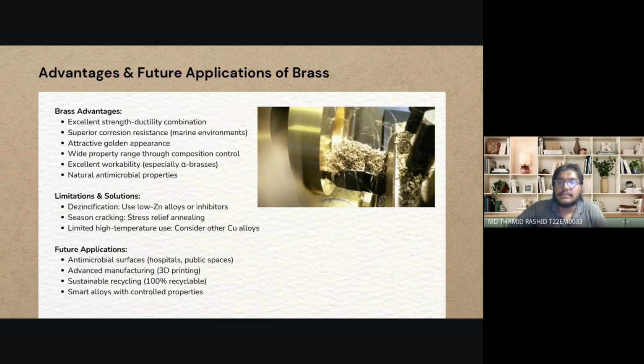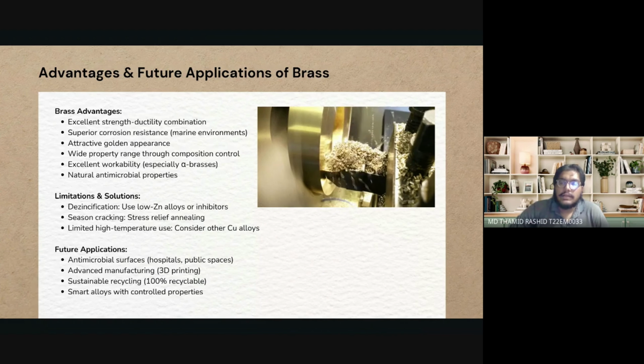Since brass has a really low melting point, when used in high temperature conditions, it can become more ductile, so it can melt when worked in high temperature. For this, the solution may be to consider using other copper alloys.